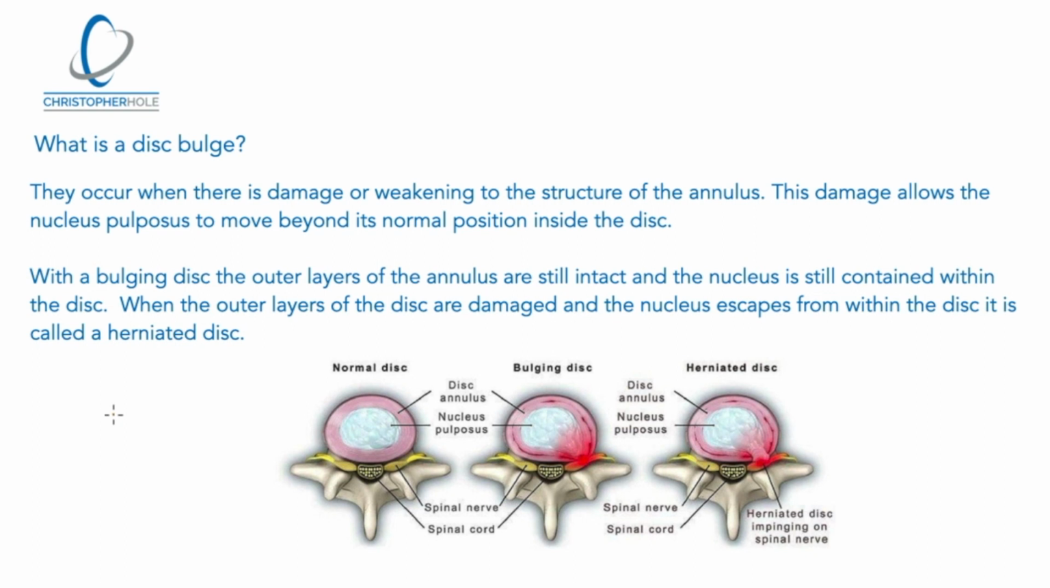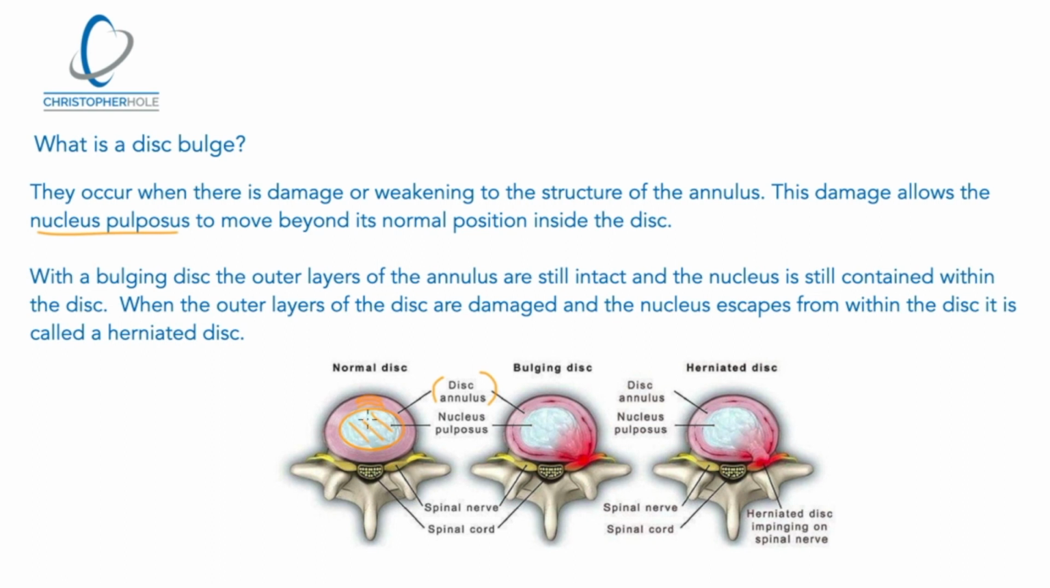So we're going to start off by looking at what is a disc bulge. They occur when there is damage or weakening to the structures of the annulus. What the annulus is, you can see here, the disc annulus. That is basically what I would describe as a fibrous wall that goes around the nucleus pulposus, which is like a jelly-like fluid on the inside. So this damage allows the nucleus pulposus to move beyond its normal position on the inside of the disc. You can see it on the inside of the disc here.